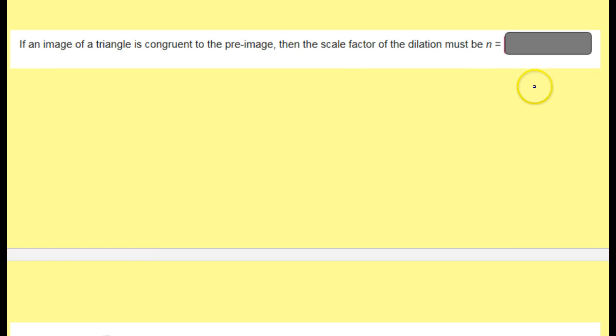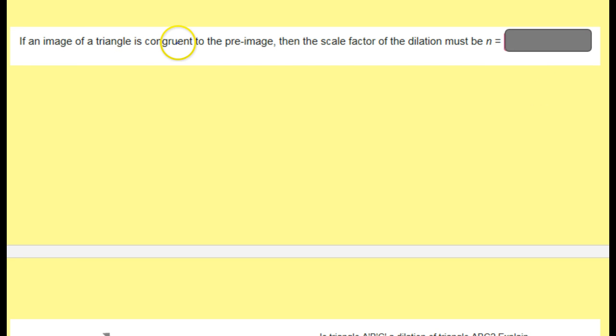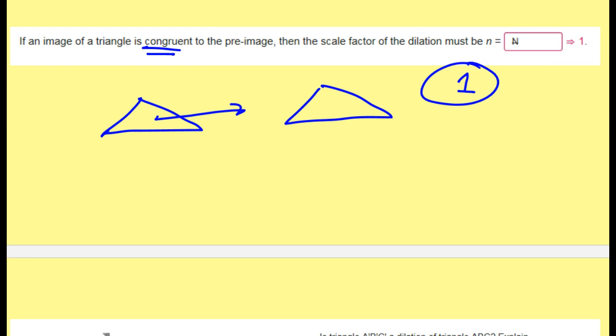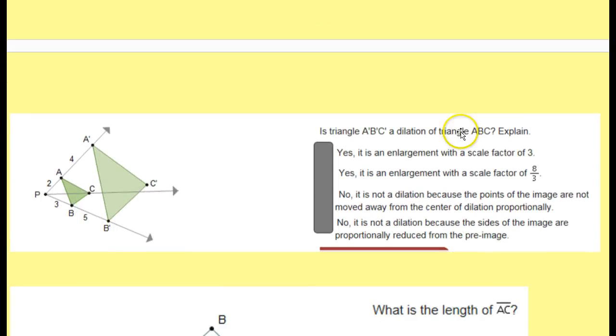Alright, moving on. If an image of a triangle is congruent to the pre-image, then the scale factor must be 1. If the images are congruent, then that means the size didn't change. You had the pre-image and then the image, and it didn't get any bigger or smaller. So that means everything had to be multiplied by 1. So there are no changes. The scale factor of dilation would have to be 1. That's just kind of common sense.